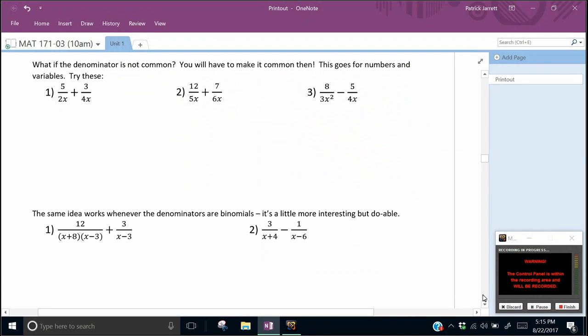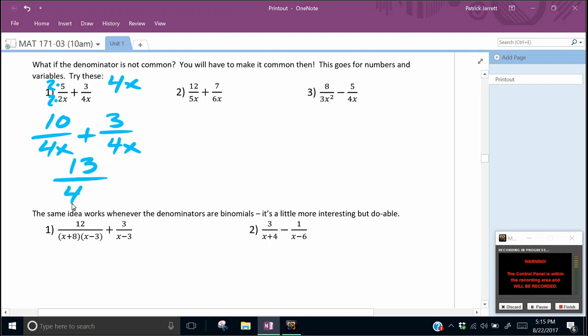Now, what you have to do is get a common denominator for each of these. So the LCD is going to be 4x here. All I do is multiply the top and bottom of this one by 2. So I have 10 over 4x plus 3 over 4x. Don't simplify the individual parts because that'll just take you back to the original part. So my final answer would be 13 over 4x.